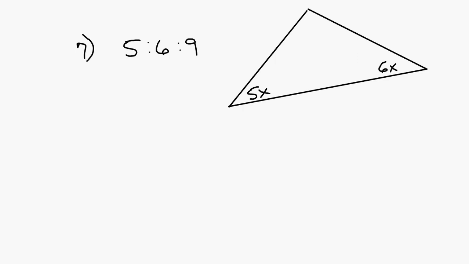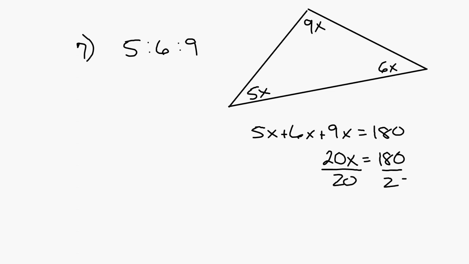These 3 angles have to add up to 180. So 5x plus 6x plus 9x equals 180, and you can solve for x. X becomes your multiplier, and then you can multiply that by the smallest value in your extended ratio. So 5 and 6 is 11, and 9, you got 20x equals 180. You can divide by 20. X equals 9.